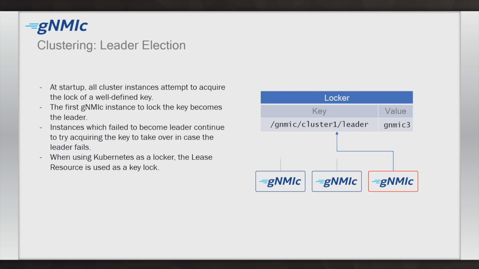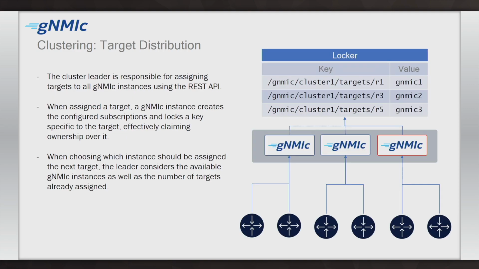If you're using Kubernetes as a locker, the lease resource is used as a key lock. So instead of locking a value in a key value store, like in Consul, gNMIC will create a lease resource in Kubernetes that defines how long that lease is valid for. Other instances will be able to query it and see if that instance is still alive or not.